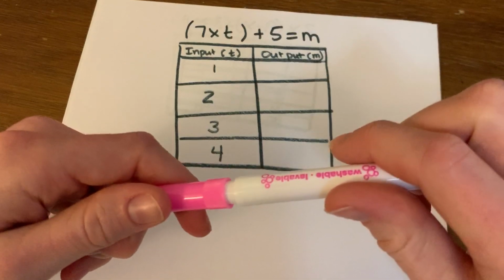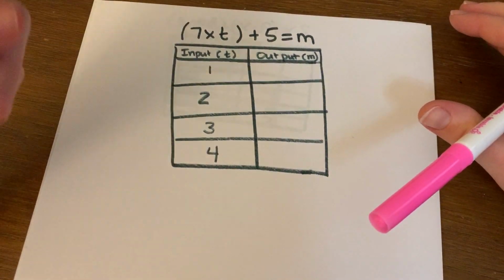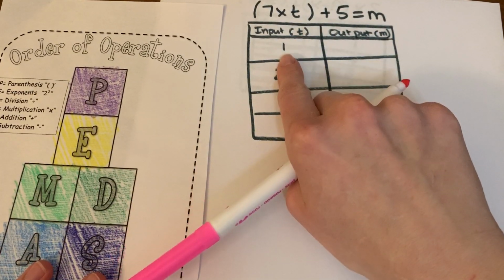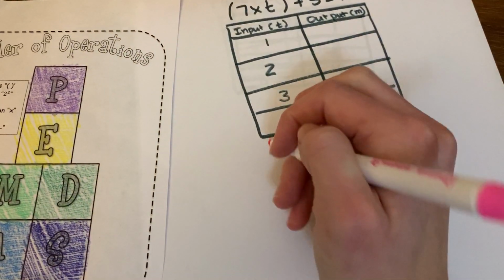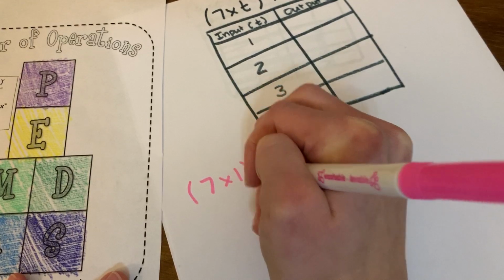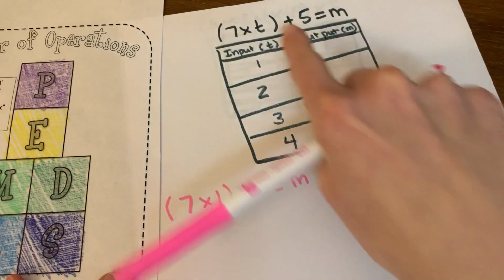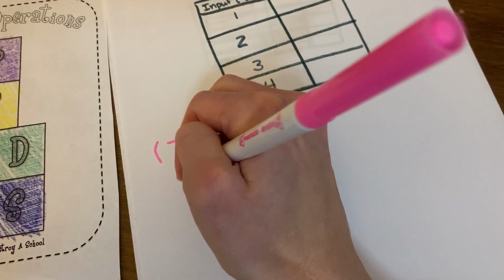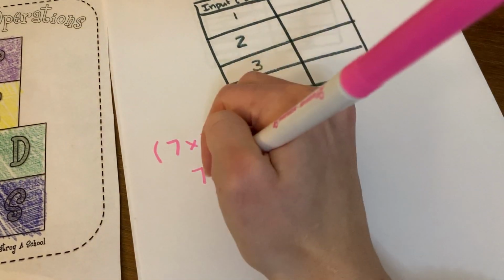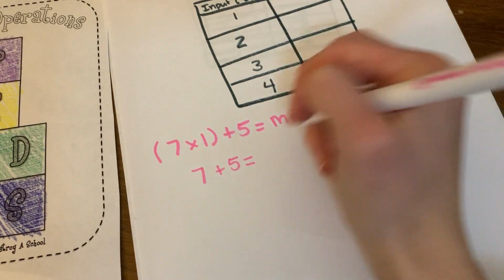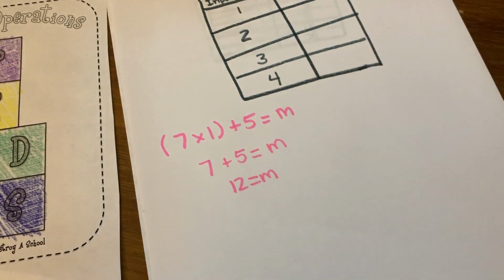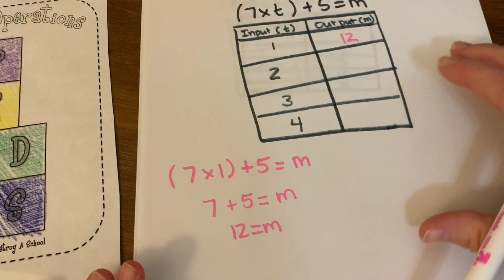So we're going to go ahead and solve some of these together. I'm going to show you this one as an example first, and then I have two more for you to practice. All right, so using PEMDAS, the input is t equals 1, and then we need to figure out what our output is. So I have 7 times 1 plus 5 equals m. I plugged in that 1 for t. According to PEMDAS, I'm going to do the things in parentheses first. So 7 times 1 is 7, plus 5 equals m. All I have left is 7 plus 5, which gives me 12. So m equals 12. I'm just filling in an input-output table.